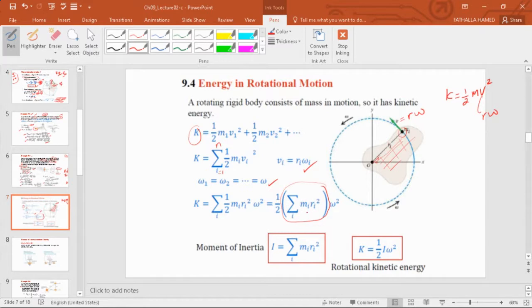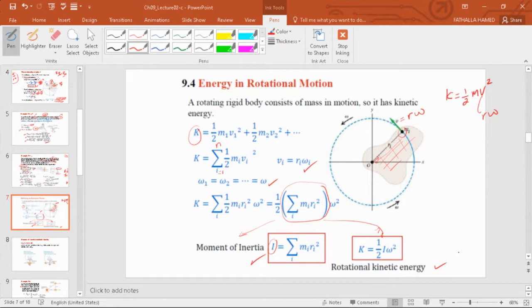This summation here of m_i r_i squared, I will call the moment of inertia, and I'm going to give it the symbol I. So I equals the summation over i, where i is the number of representative points, of m_i r_i squared. So my kinetic energy can now be written as 1/2 I omega squared. And this is known as rotational kinetic energy.